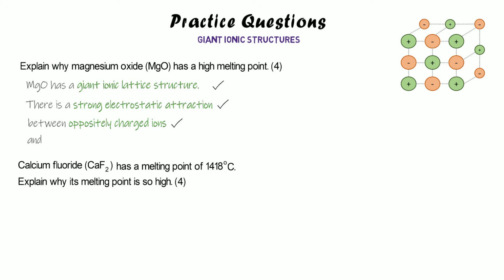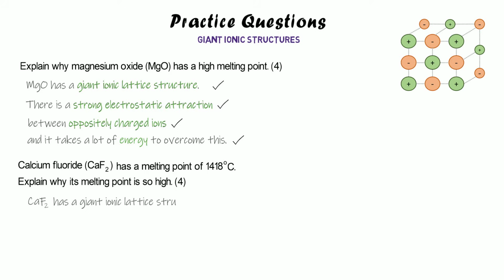There's your 3rd mark. The reason the melting point is high is because it takes a lot of energy to overcome this, or to break the ionic bonds, to overcome the electrostatic attraction. You have to put a lot of energy in, and that's why the melting point is high.